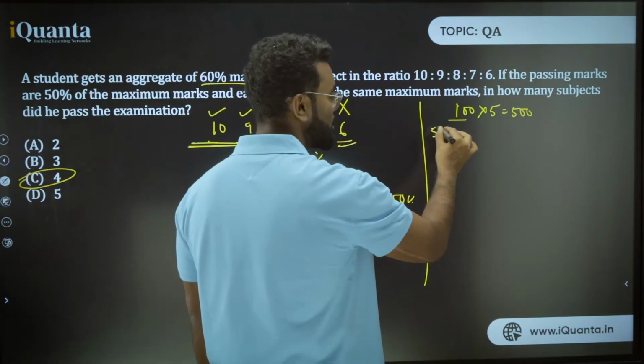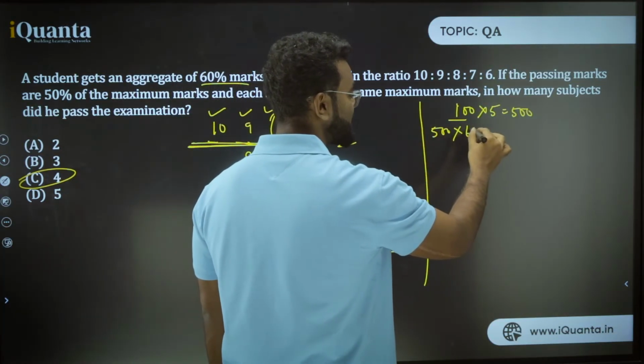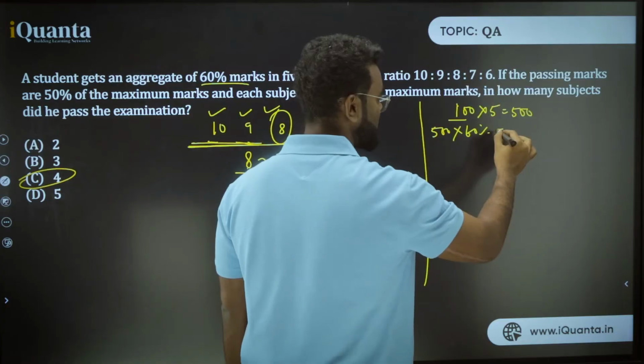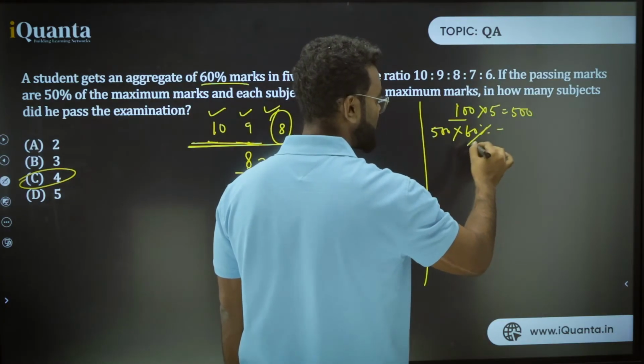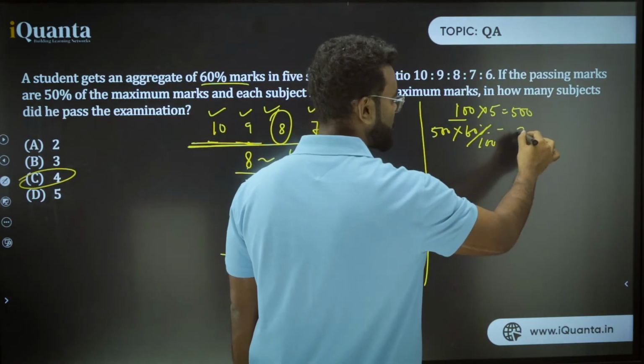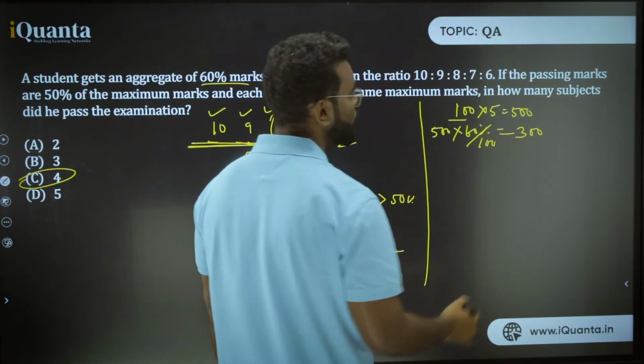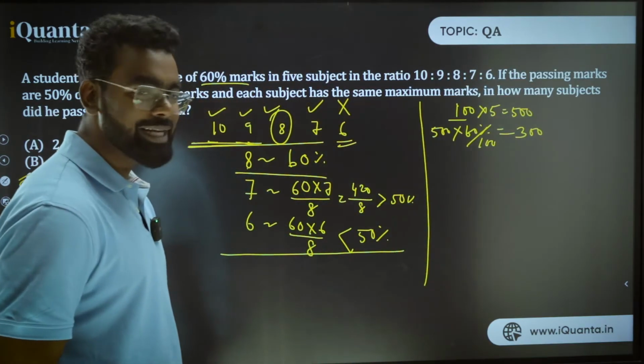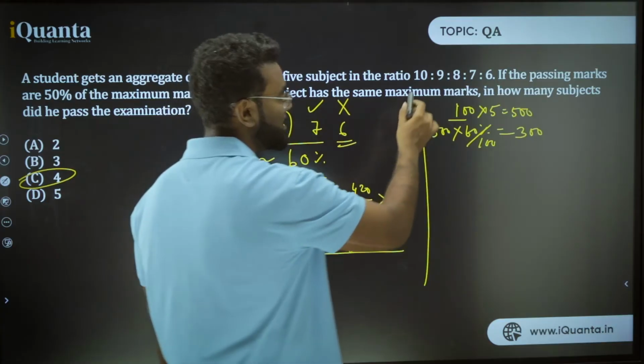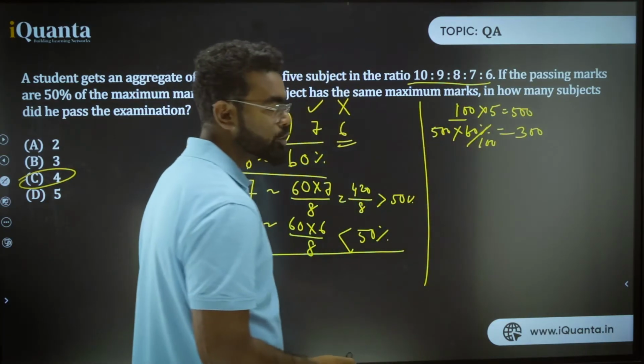His total score is 500 into 60%, which is basically 500 into 60 upon 100, which is basically 300. So he totally scored 300 in 5 subjects, right? Now what is this basically score ratio? This one is the score ratio, right?